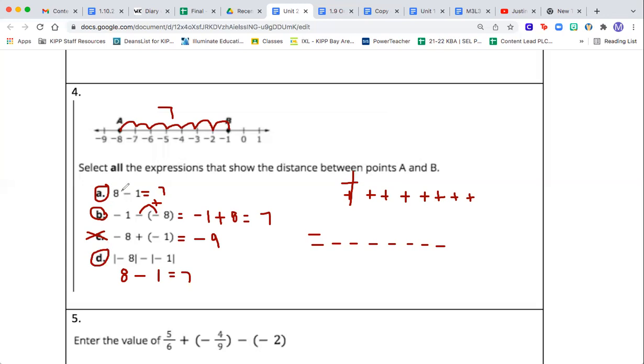And so your final answer would have been A, B, and D, because you had to figure out which ones of these also give you 7.